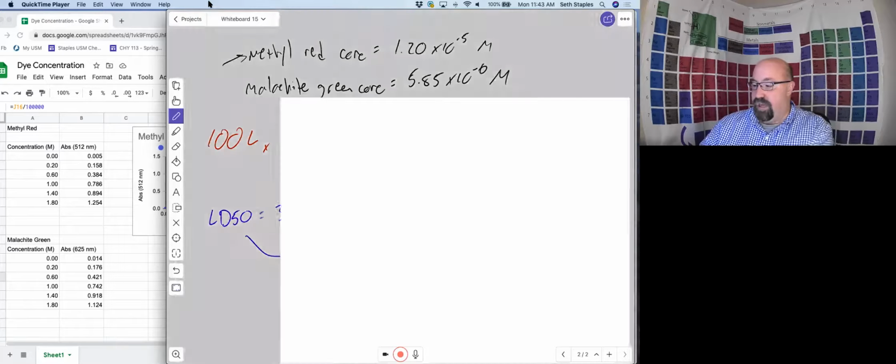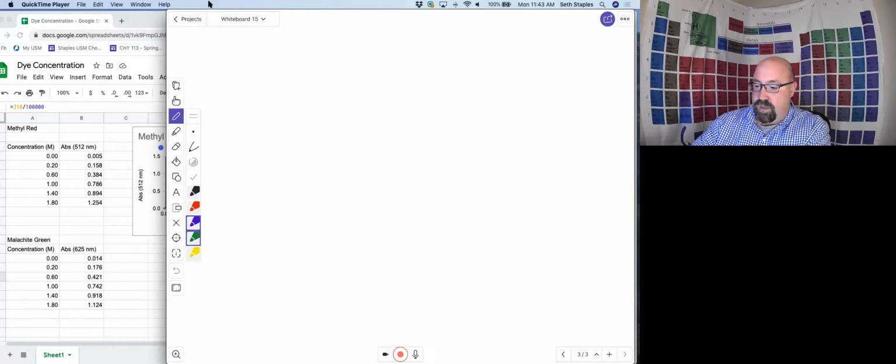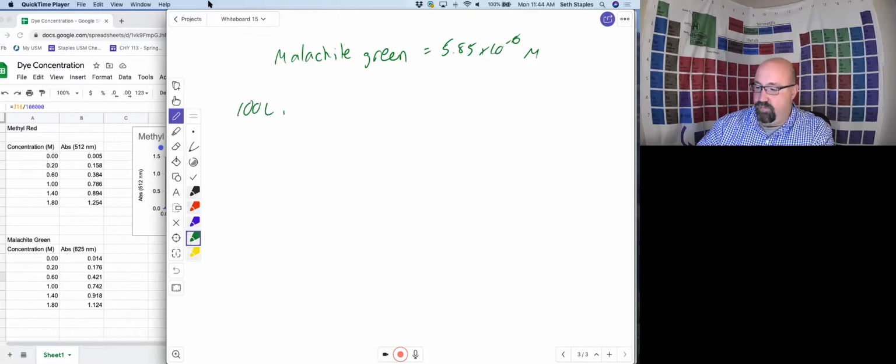Let's look at the same calculation now for the malachite green. And so we know the concentration of the malachite green in the river was 5.85 times 10 to the negative 6th molar. And so we're going to do the same thing. We're going to take our 100 liters of river water times our concentration. And now I'm just going to work in the atomic mass right in the same step. The atomic mass of malachite green, 364.911 grams per mole.